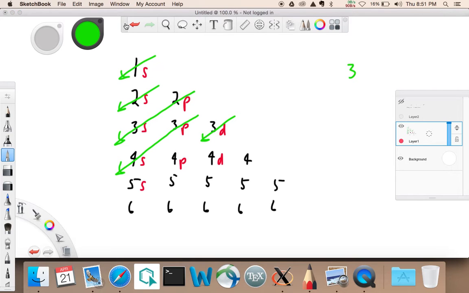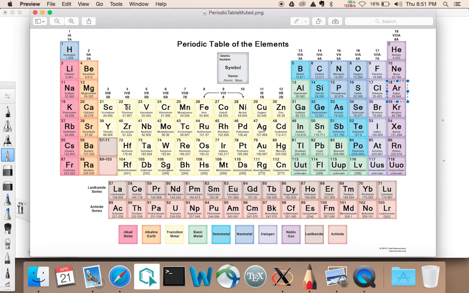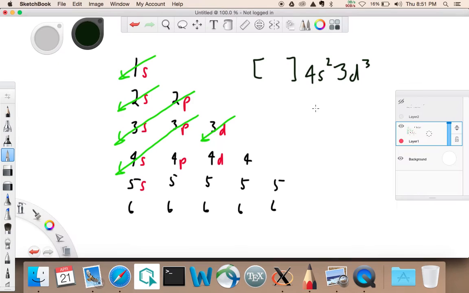Oops, let's go back. Get the right color. 3d3, and everything upstream of that is 4s2. And with the noble gas configuration, the noble gas that comes before vanadium, which is 18, is argon. So there's a good electronic configuration using the noble gas shorthand notation for vanadium.